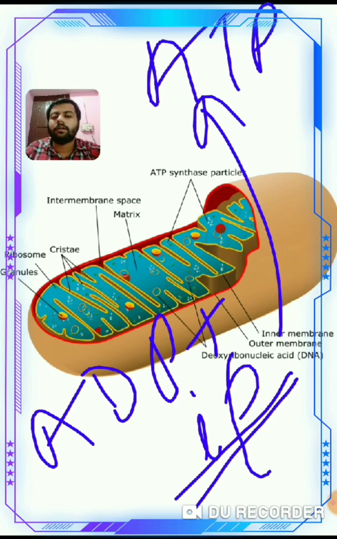So mitochondria helps in the formation of ATP, so it is known as the powerhouse of the cell, because ATP is the energy currency inside the living cell or living body. ATP provides energy for various metabolic activities.